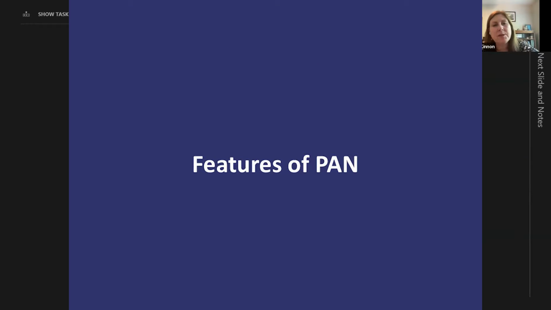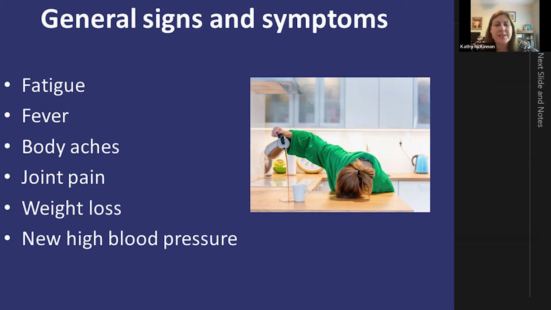So next, we'll talk about some features of PAN. And it's important to remember that not all patients have all features. If you see these slides up here and you have PAN, it doesn't mean you're going to have all of these things. This just describes the spectrum of what this disease can do. So, general signs and symptoms. And although this looks like me in the morning most days, this is very, very common.